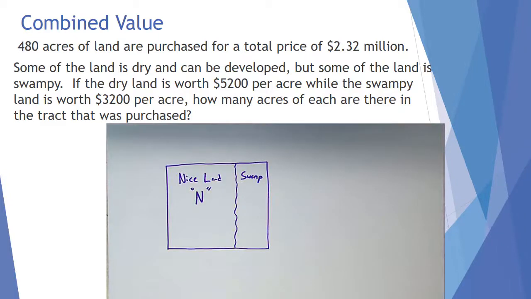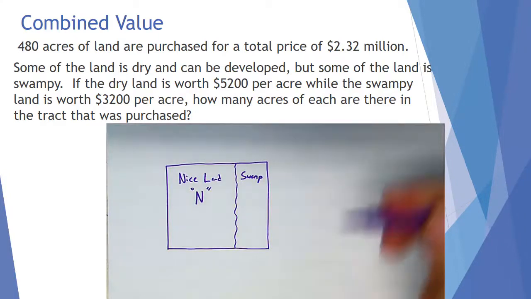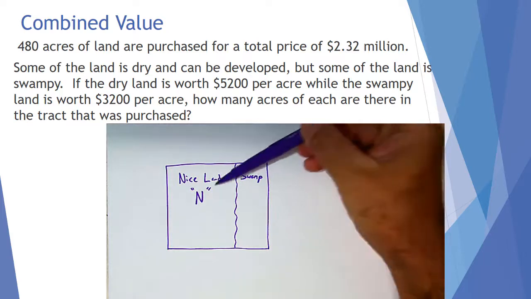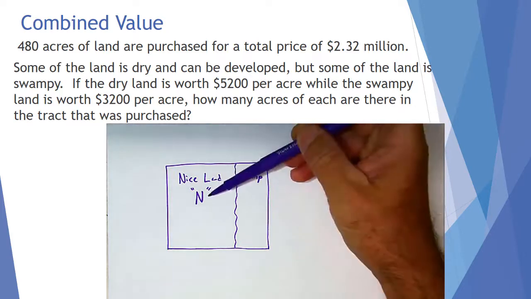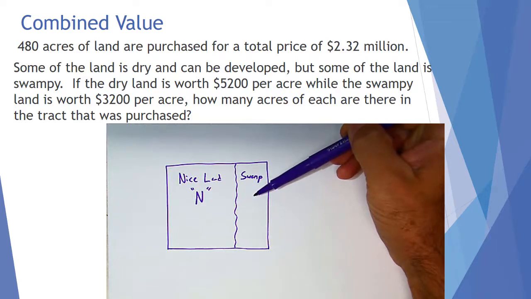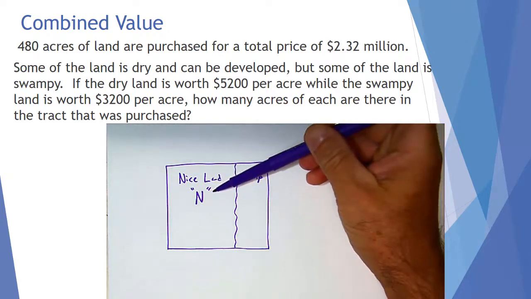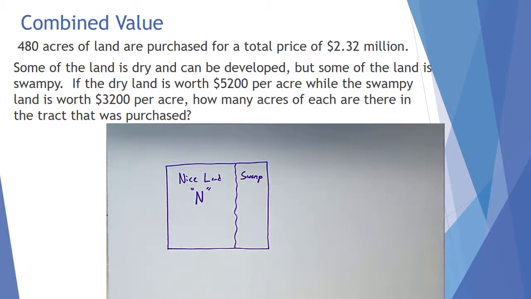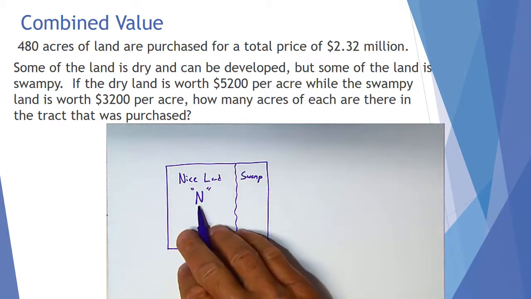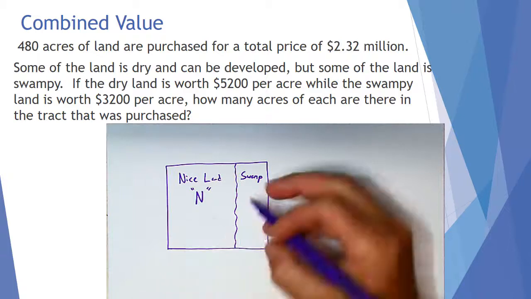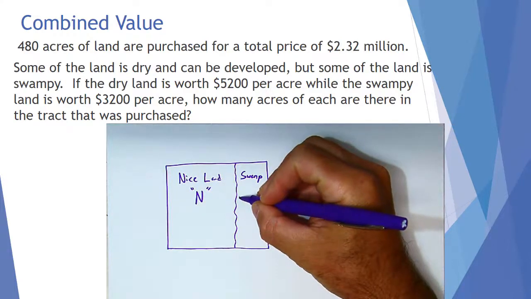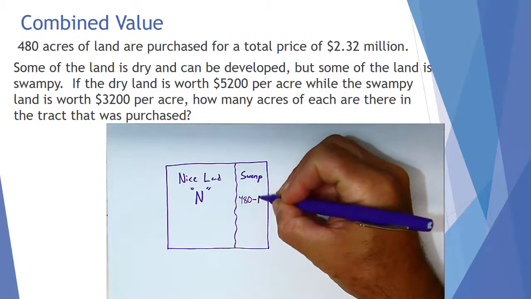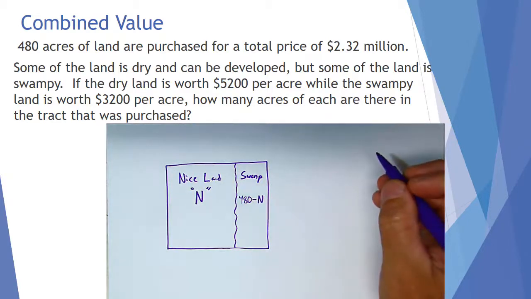Well, first of all, let's just kind of visualize what this looks like with a little picture here. We've got some nice land and we've got some swamp. Now, even though there's 2 unknowns there, if we knew one, we'd automatically be able to find the other. Because if we knew how many acres of nice land there were, we could subtract to find out how many acres of swamp. So if we know that we've got n acres of nice land, then the swamp has to be all the rest of it. That is to say, the full 140 acres minus the amount that was nice land.